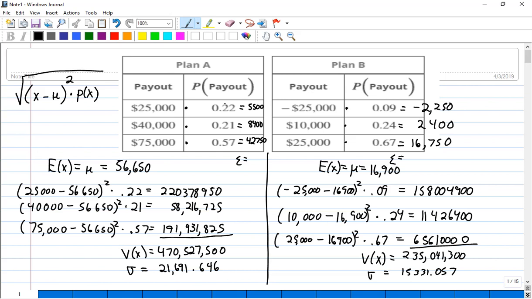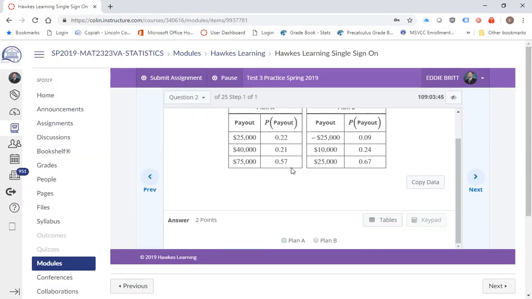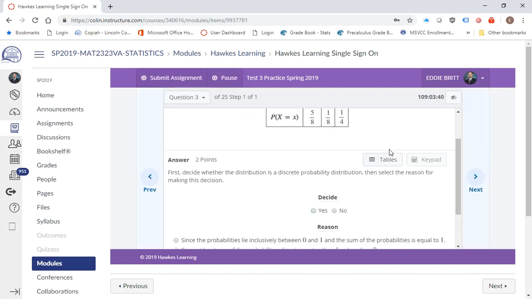Now, which one would I choose? If I wanted to invest money and make more money, I'd probably choose plan A. But statistically, plan B has less risk, but less profit as well. So we have to go with B. All right. And again, that was one of the longer problems on the test.